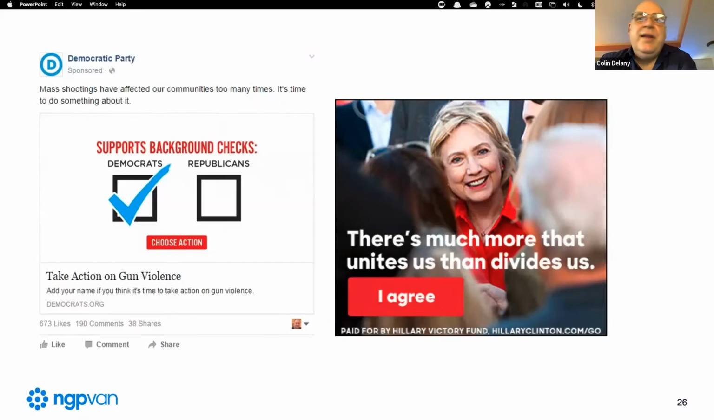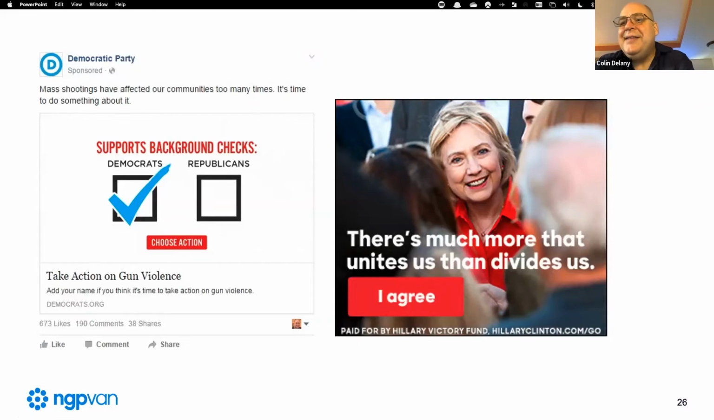So let's look at Facebook advertising first, and then we'll move on to search ads, take a quick look at programmatic advertising, and then we'll take more questions. So here are just a couple of examples of how you can do it. The one on the left goes to a petition. Add your name if you think it's time to take action on gun violence. What happens when you sign that petition? You will start getting emails from the Democrats.